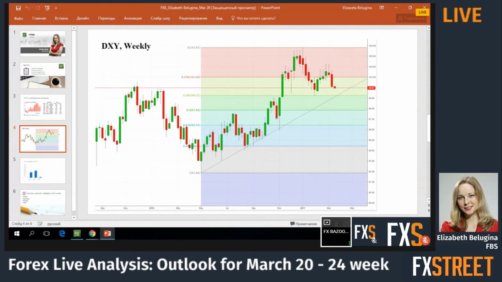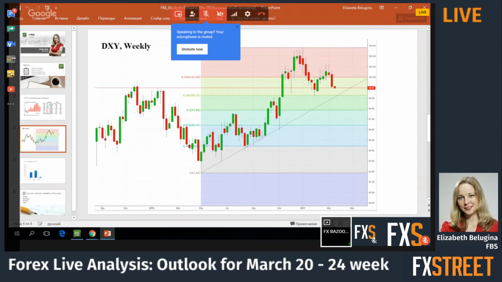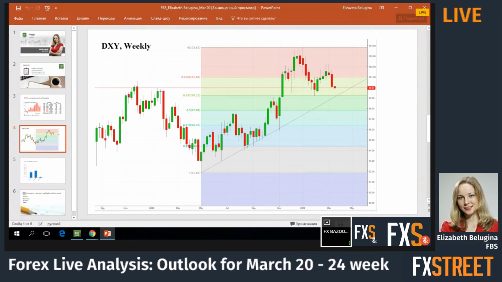The major event was surely the meeting of the US Federal Reserve. The Fed, as you probably know, raised the key interest rate by 25 basis points, as expected. So this wasn't a surprise for the market, and this rate hike was completely priced in by the market. As a result, we saw this decline in the US dollar after the meeting.